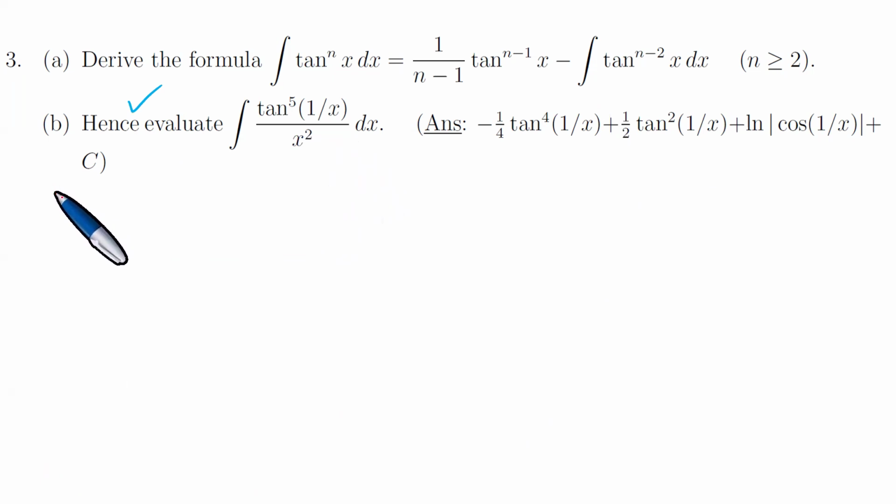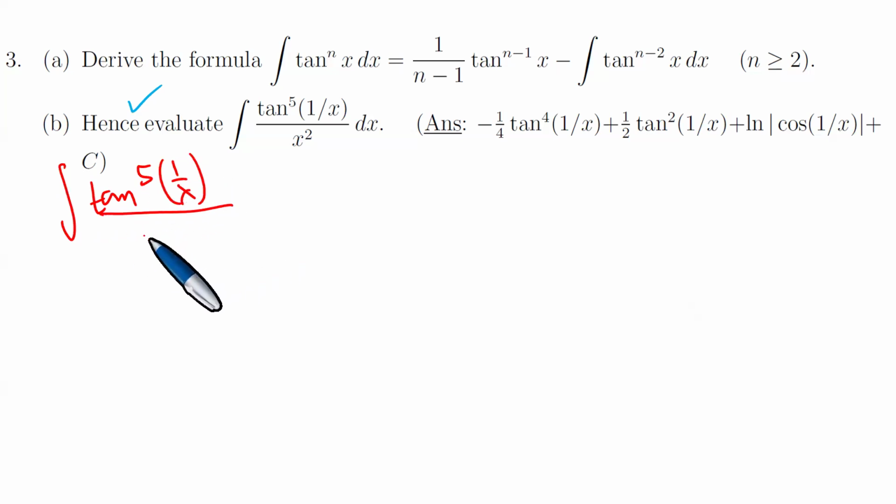To do this one, you need to first use substitution so that it looks exactly like the formula, to avoid mistakes. So you'd have the tangent to the fifth power of 1 over x, divided by x squared dx.